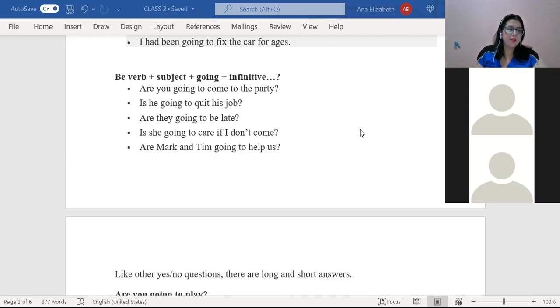¿Quién más se atreve a hacer una? ¿No? ¿Todavía no? Are you going to eat? Ajá.